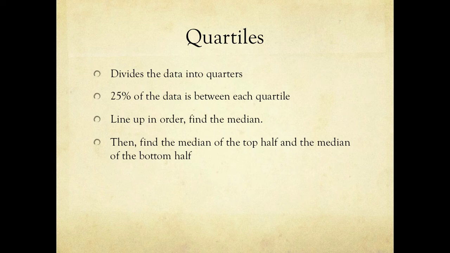So you're going to line your data up in order, just like you do for the median. You're going to find the median, which sometimes is referred to as Q2 or quartile 2. Then you're going to pretend like your bottom half is a new set of data and your top half is a new set of data, and you're going to find a median for the top half and the median for the bottom half. The bottom half's median is your Q1, your quartile 1. The top half's median is your Q3 or quartile 3.